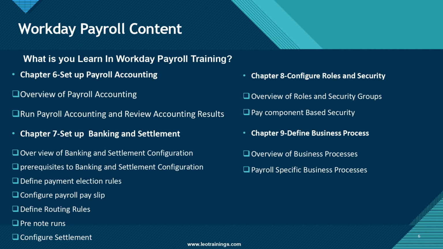Then payroll related roles and security. You can also call it authorizations, both together: security roles and business process authorizations. For the pay group, who can approve the pay group, who can change the payroll area for an employee. If any change happens, how to approve it and how to configure it, that we'll discuss.